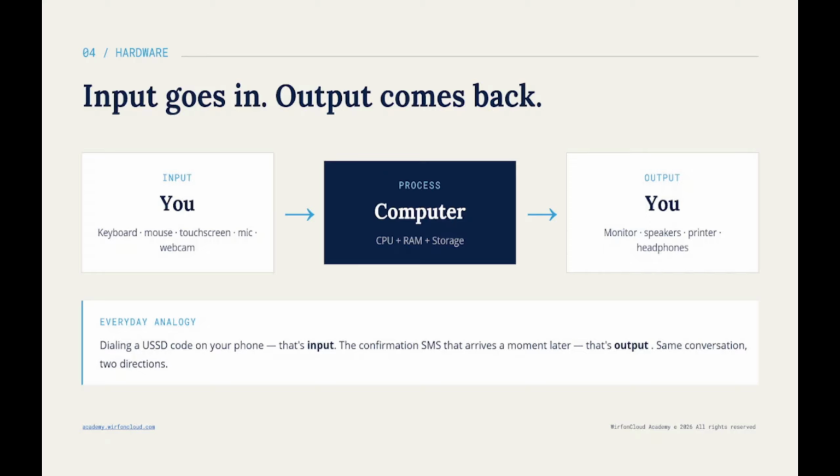The cleanest analogy, mobile money again. When an agent dials a USSD code, typing the amount, entering the PIN, that's input. Instructions to the system. The confirmation SMS that arrives a moment later, that's output. The system answering the agent. The same conversation, 2 directions.